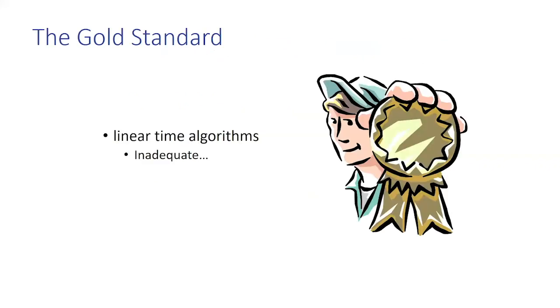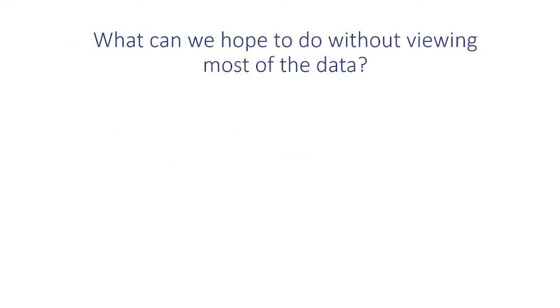What I hope this example shows you is that the gold standard of linear time algorithms may not be adequate in all settings. When we teach our algorithms course, we tell people, you have a linear time algorithm, you can stop now because that's the best you can do, and you get an A+. That may not be adequate in all settings. That's kind of depressing, because if it's not adequate, what could you possibly hope to do if you only get to see some very small, tiny fraction of the data?